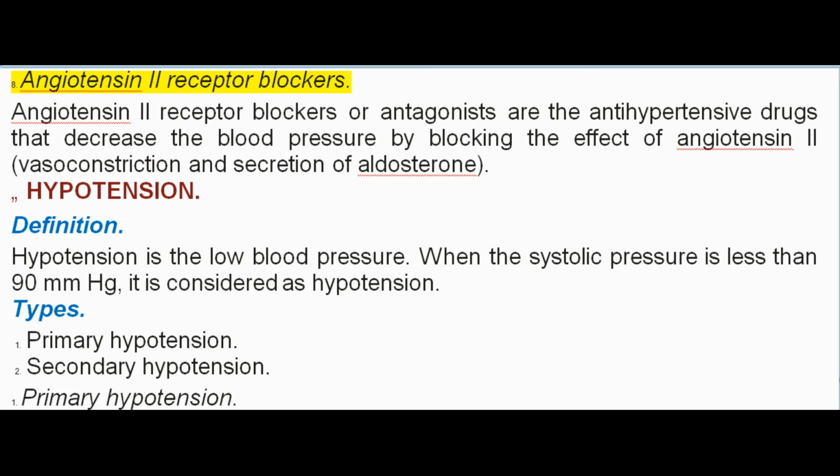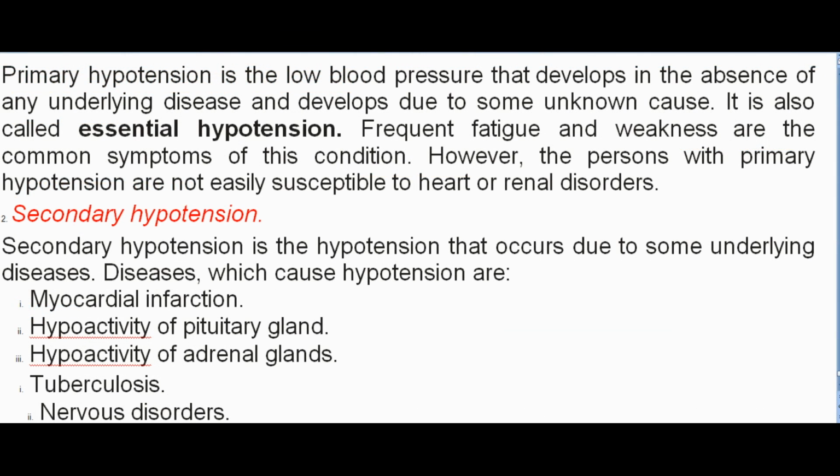Primary hypotension. Primary hypotension is the low blood pressure that develops in the absence of any underlying disease and develops due to some unknown cause. It is also called essential hypotension. Frequent fatigue and weakness are the common symptoms of this condition. However, the persons with primary hypotension are not easily susceptible to heart or renal disorders. Secondary hypotension. Secondary hypotension is the hypotension that occurs due to some underlying diseases.